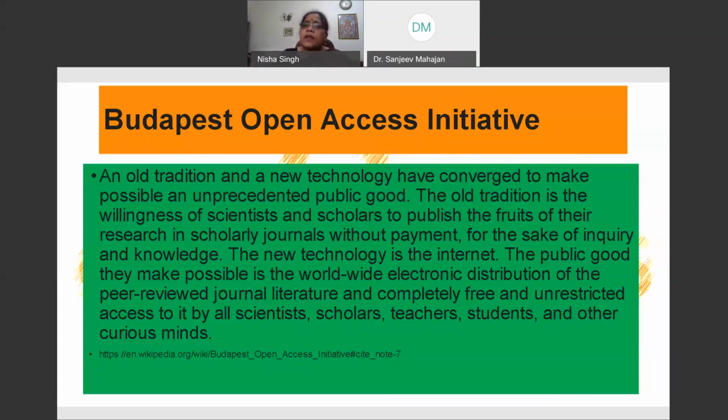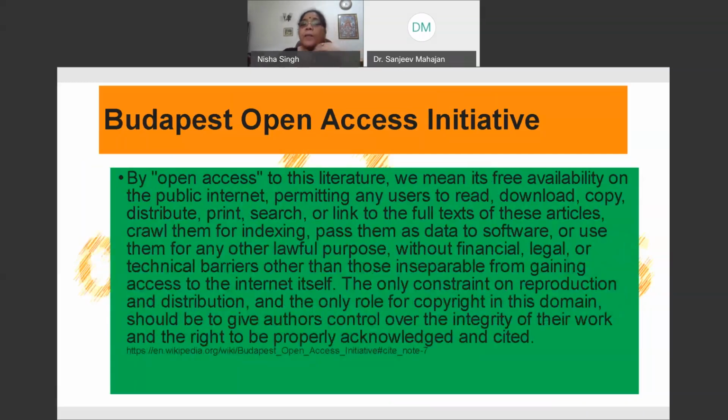In fact, in 2007, when the National Knowledge Commission said that the sources should be open. It should not be closed to the people, to the academics, and nobody should be denied because they do not have money or any other permission. So the Budapest Open Access Initiative, and then by open access in this literature, what they claimed was that the material is freely available on public internet, permitting any user, please pay attention to this, permitting any user to read. You can read it freely.